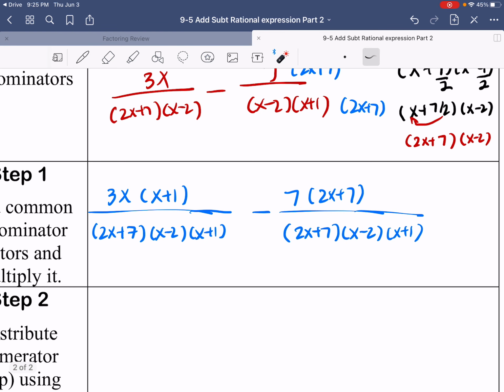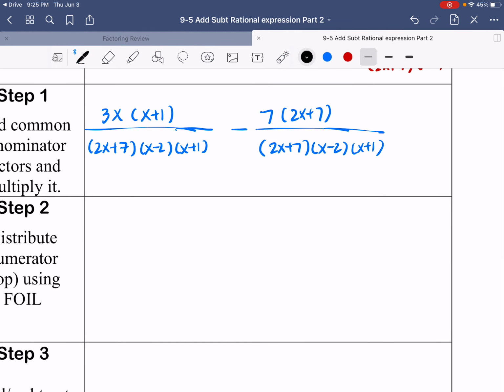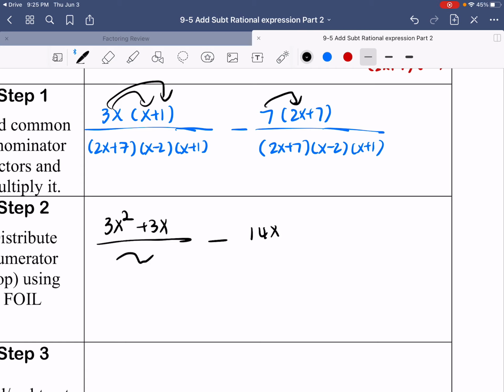So as you can see, we have a common denominator now, which means we can combine this. And it's a minus, which means when you distribute it, it's better for you to distribute negative 7. But let's do one by one. So 3x times x is what? 3x squared. 3x times 1 is plus 3x over blah. Minus 7 times 2x is what? 14x. 7 times 7 is 49 over.